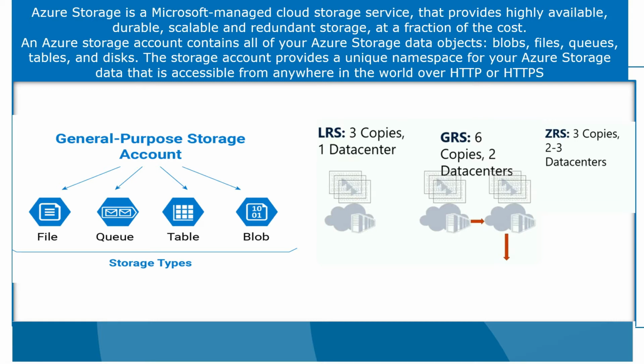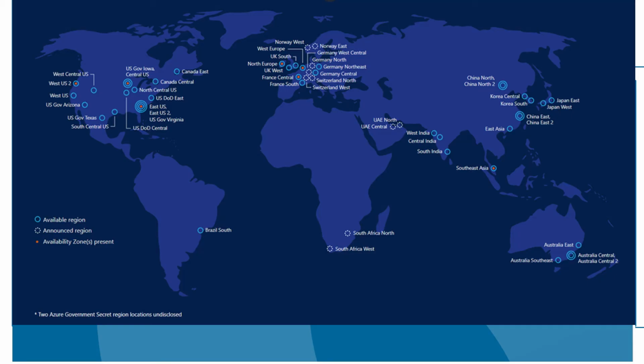Now come to the question. So what is LRS, GRS, ZRS? Before starting this, you should know what a data center is. In the next slide, you can see the whole world map, and you can see the data centers located all over the world from Microsoft Azure. In the US there are so many data centers. In India there are West India, Central India, and South India, three data centers. So it's region wise.